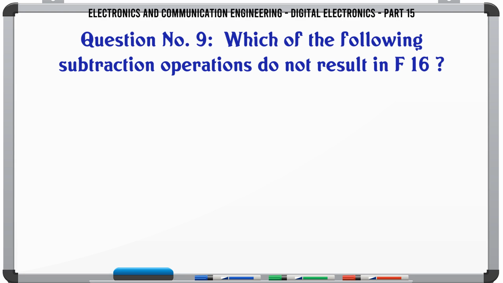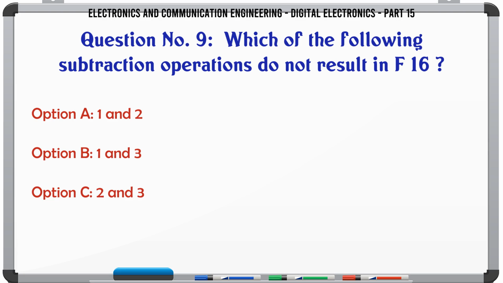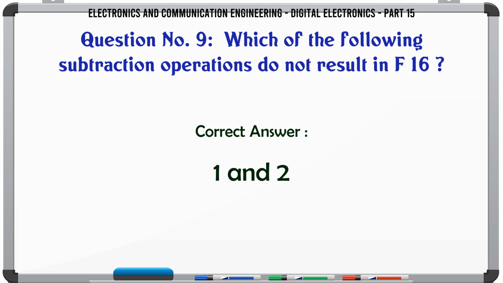Which of the following subtraction operations do not result in F16? A. 1 and 2. B. 1 and 3. C. 2 and 3. D. 1, 2 and 3. The correct answer is 1 and 2.